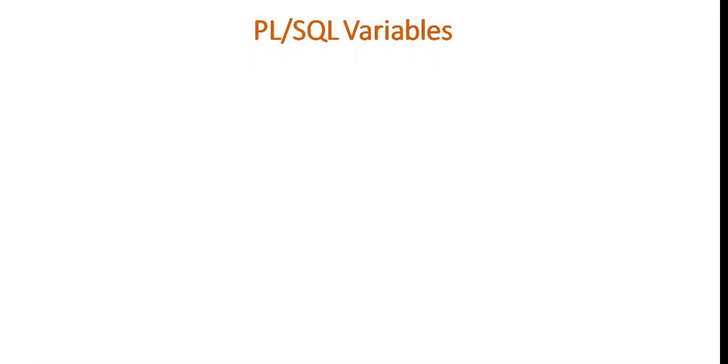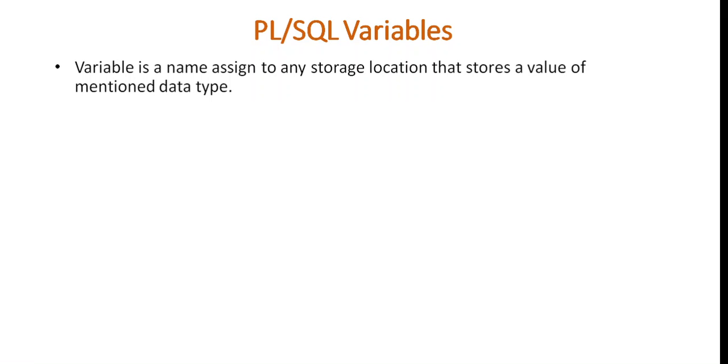Now next we have PLSQL variables. So what is a variable? A variable is a name which is assigned to any storage location that stores a value of the mentioned data type. We know that a data type is used to represent the type of value which is stored by any storage location, and some name is assigned to that storage location so that we can access the value which is stored at that location. So that name is called a variable.